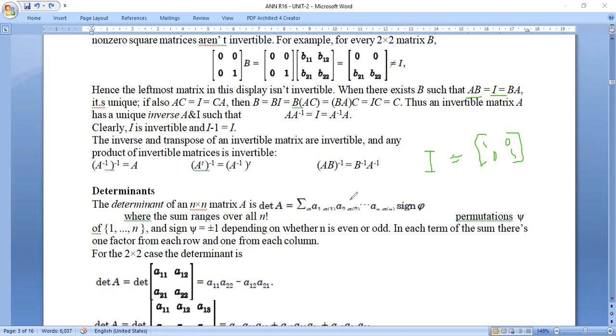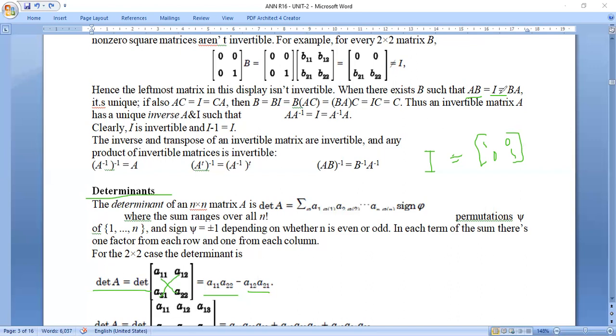And next, coming to the last one, determinants. Here we are going to calculate the determinant of matrix A. How are you going to calculate the determinant of a matrix A? Here you take the product of these values: A11 into A22 minus A12 into A21. This is the calculation of the determinant for a 2 by 2 matrix.